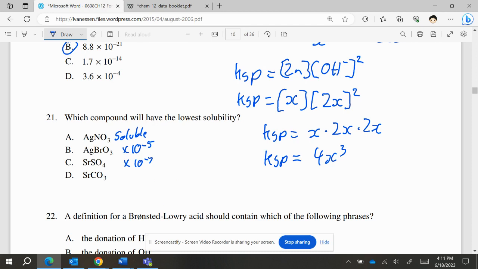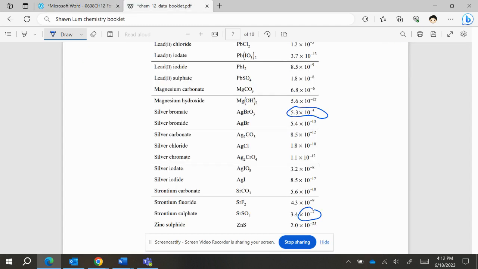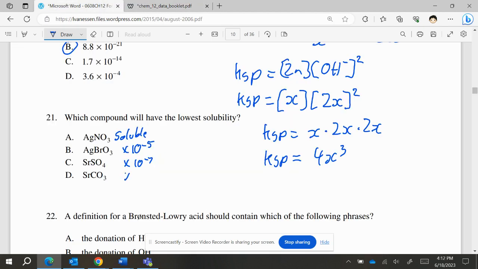I'm just kind of ignoring the first number, and we'd have to look at the first number if they both had the same scientific notation coming after it. But I have a feeling usually they don't. Strontium carbonate is times 10 to the minus 10. Okay, since this one right here is our smallest number, it's going to have the lowest solubility. So that's that one. And then second would be strontium sulfate, and then silver bromate, and then silver nitrate has high solubility.